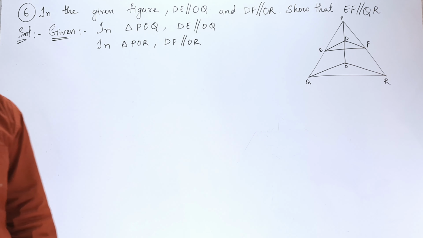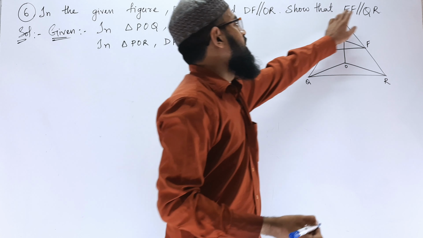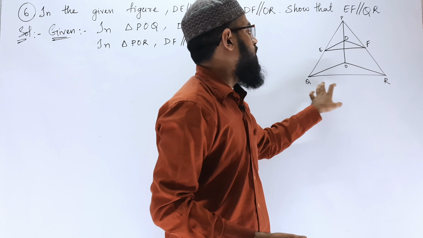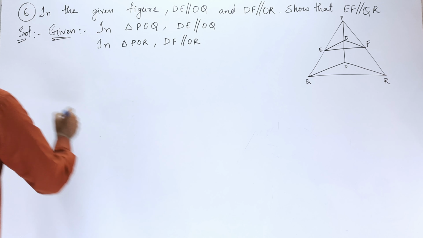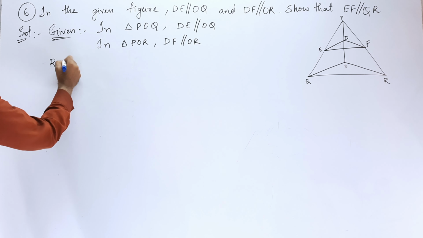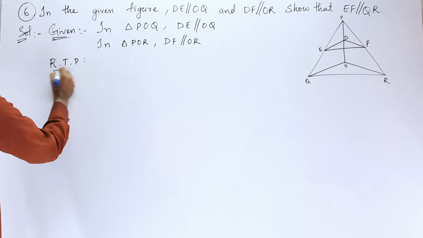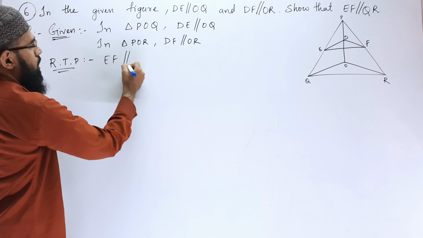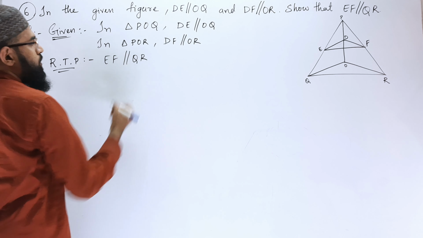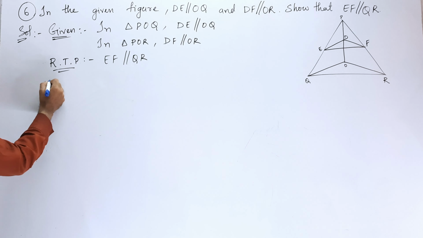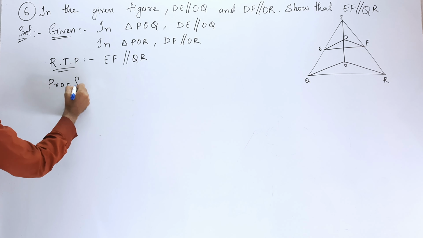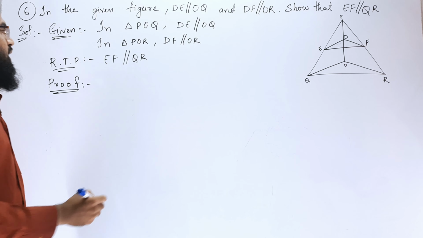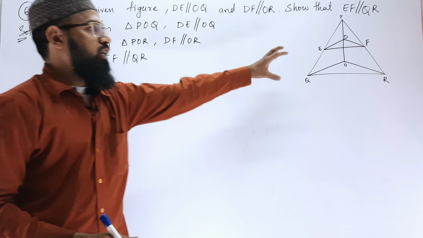Next, what we have to prove? We have to show that EF is parallel to QR. So let us write required to prove, RTP: required to prove is EF is parallel to QR. Next, proof. In the proof, let us first separate this triangle.